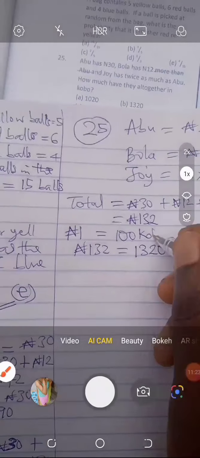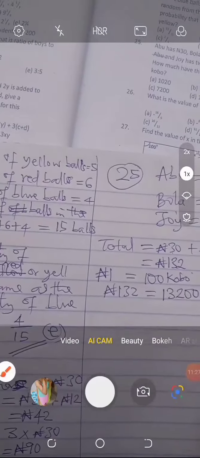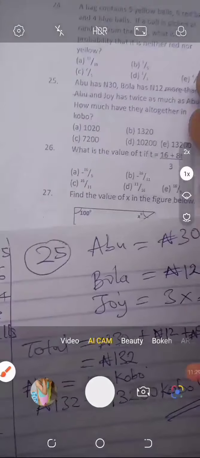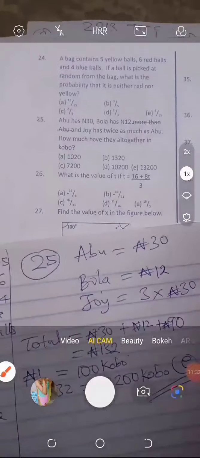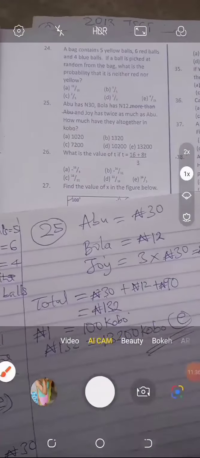You will not have any problem with that. So that is the correct answer. The correct answer is E to this question. Please take note, since we have cancelled more than Abu from the question, we have this.